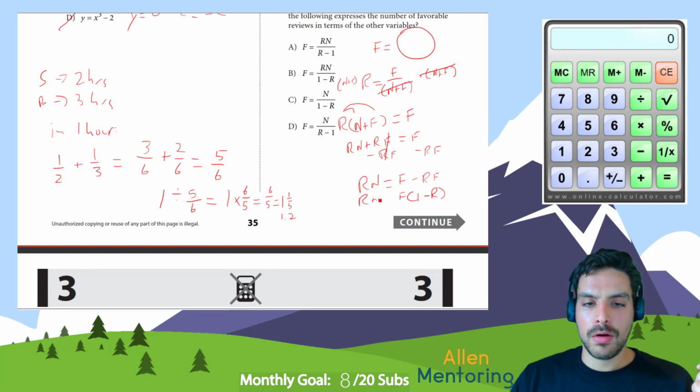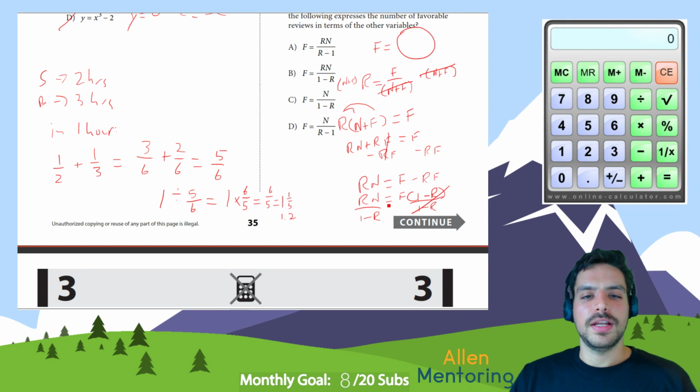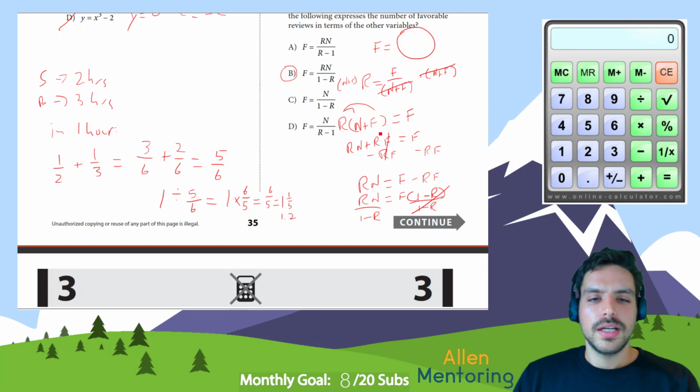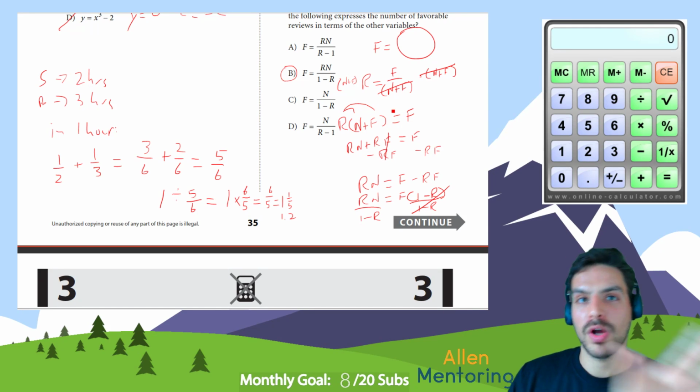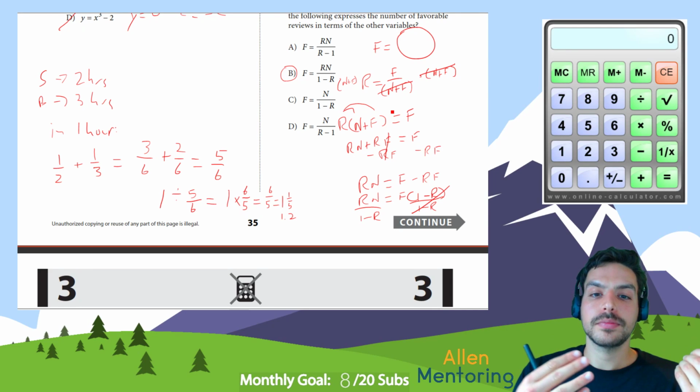And so now we have F isolated, okay? And the last step is just to divide by 1 minus R on both sides. This cancels out. And so you have F is equal to Rn over 1 minus R. Very nice. All right, so for future reference, again, get all of the variable that you want to isolate on one side, and then factor it out.